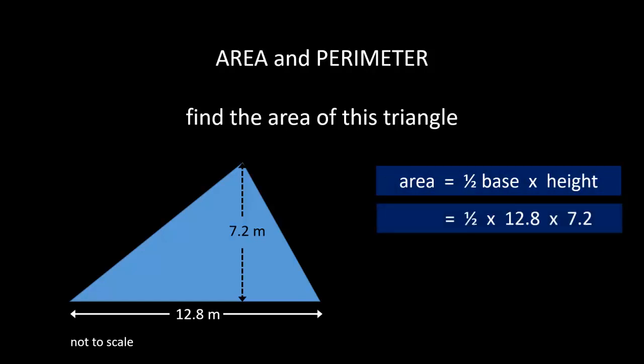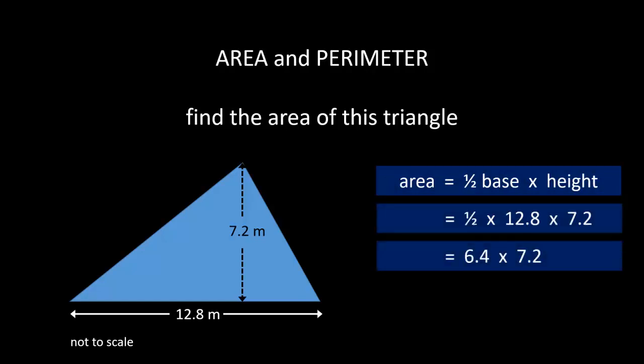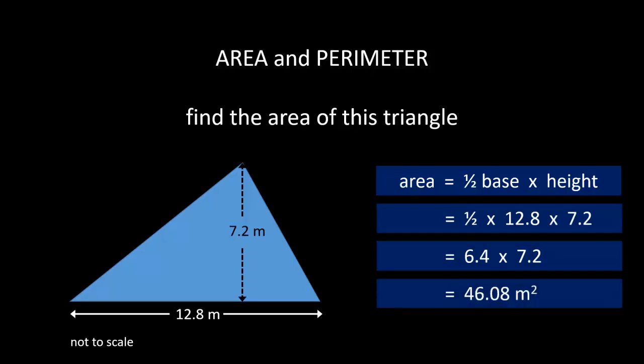Half times 12.8 times 7.2. And we don't expect you to do that in your head. That would be a calculator job. 6.4 times 7.2, 46.08 square meters. So area of a triangle, half the base times the height.